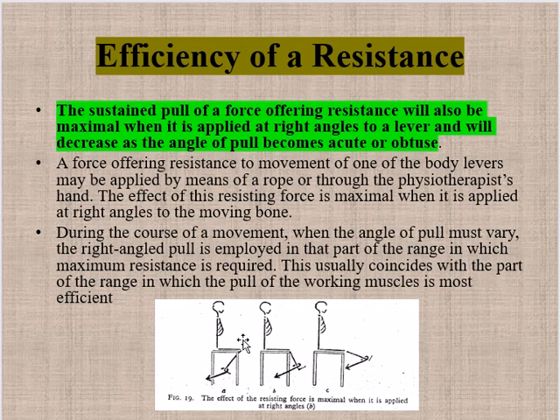A force offering resistance to the movement of the body levers may be applied by means of a rope or by a physiotherapist's hand. The effect of this resisting force is maximal when it is applied at right angle to the moving bone. During the course of the movement, when the angle of the pull must vary, right angle pull is applied in that part of the range in which maximum resistance is required. This usually coincides with the part of the range in which the pull of the working muscle is most efficient, when it is applied at right angle.